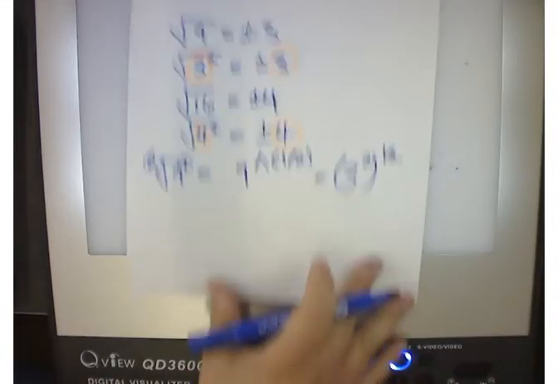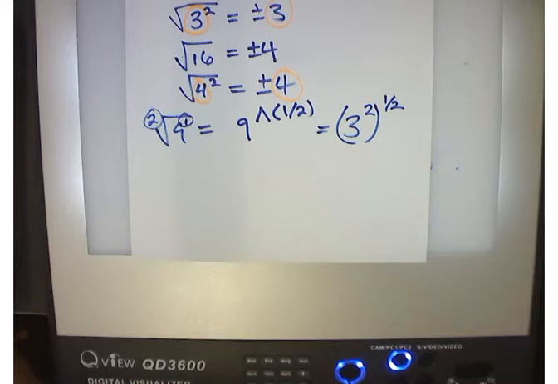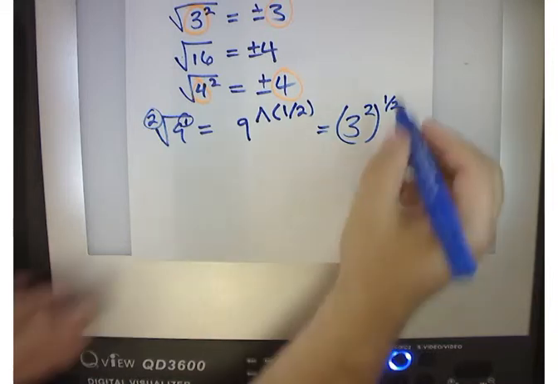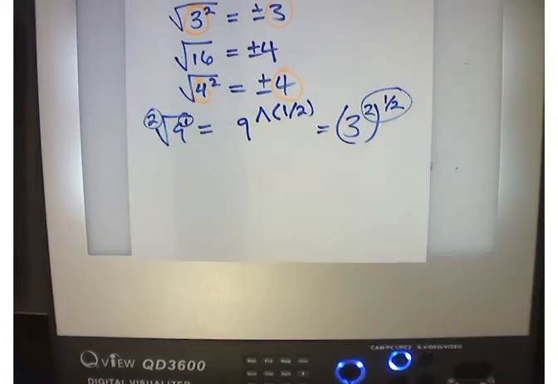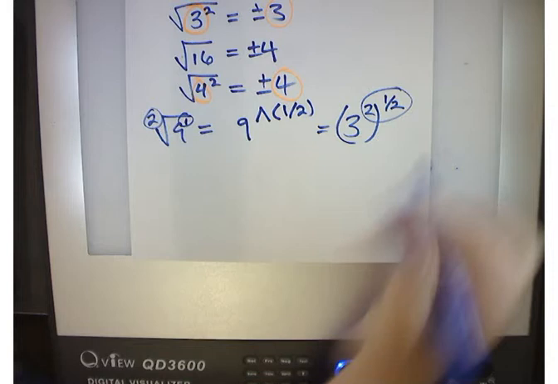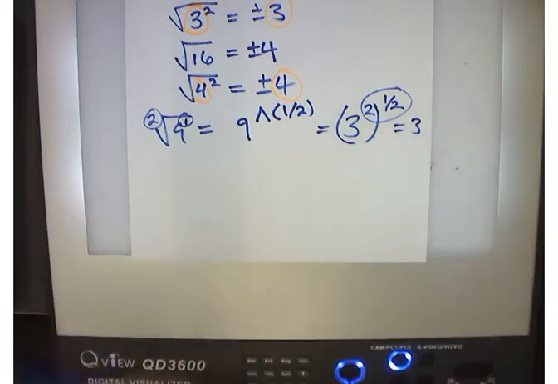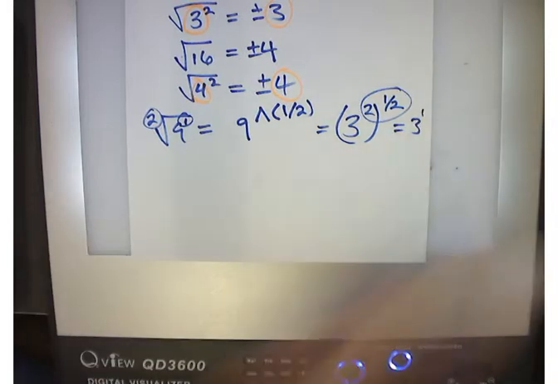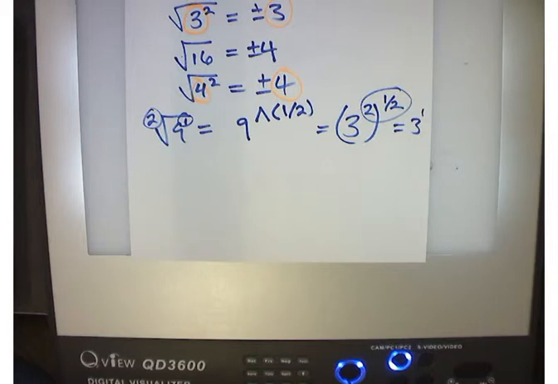Now if you remember your properties of exponents, what do I do with these two numbers here? To simplify that. Nope, don't add. When you raise a power to a power, what do we do? Multiply. So what's 2 times 1/2, or what's 1/2 of 2? 3 to the first power. Does that make sense?